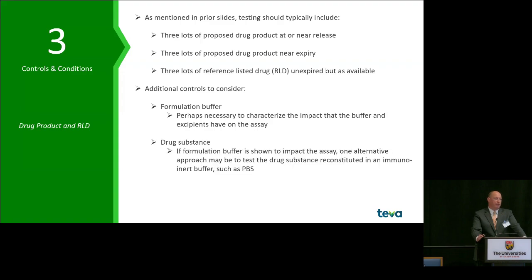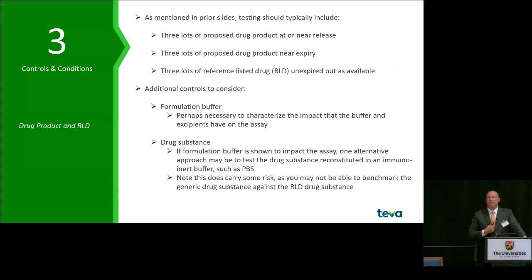Drug substance. If formulation buffer is shown to impact the assay, one alternative approach may be to test the drug substance reconstituted in an immunoinert buffer such as PBS. Note that this does carry some risk, and as a person in industry, I have a little bit of hesitance testing it, and the main reason for that is we don't have access to the reference drug substance. So if you're relatively convinced that your drug substance is not going to be immunogenic, then you're probably fine. If there is some immunogenicity to your drug substance, is that from just the immunogenicity of the peptide itself, or do you have not a good drug substance? You can't really tell because, again, you don't have access to the reference product's drug substance.